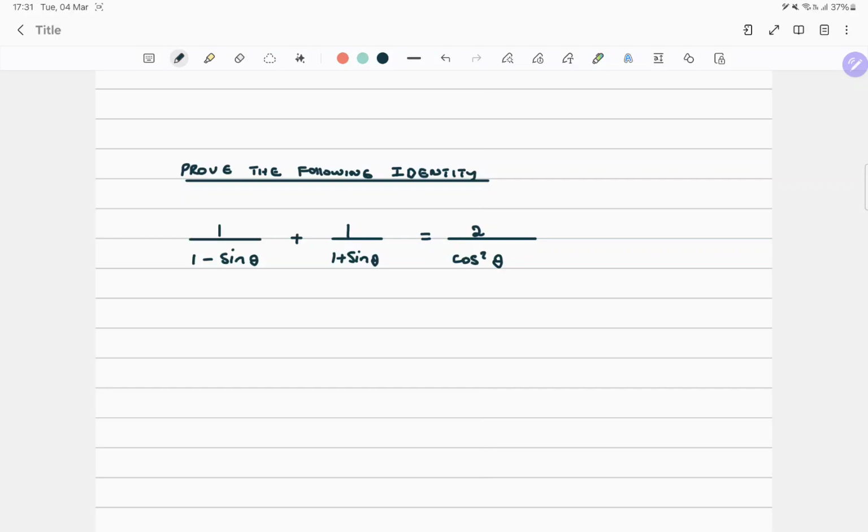Help you guys to practice further and also to see beyond perhaps the level that you're being taught at currently. Now let's see. It's a very simple question proving an identity. So we have been asked a very simple question to prove this identity.